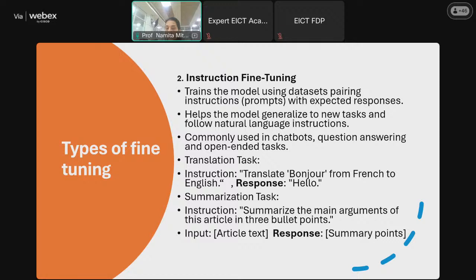So we have to train this dataset on my base model. The new dataset is for this purpose. A different kind of dataset may be a summarization task. The instruction is: summarize the main arguments of the article in 3 bullet points. So my dataset should consist of the input and the response, input and the response. And the data should not be too little, it should be moderate enough so that we can use the existing model with the new dataset.